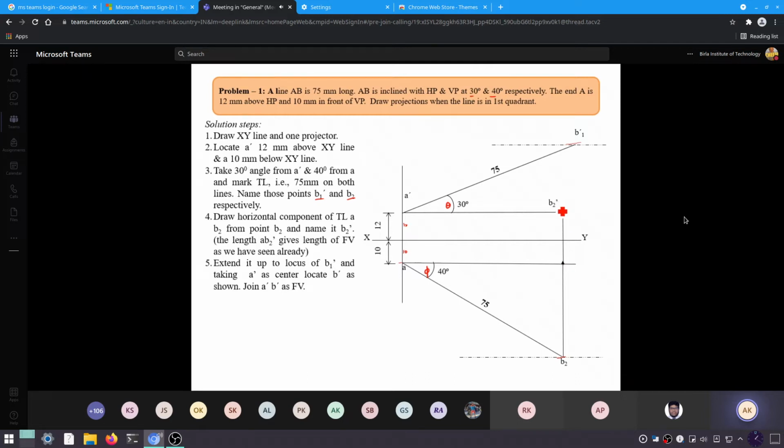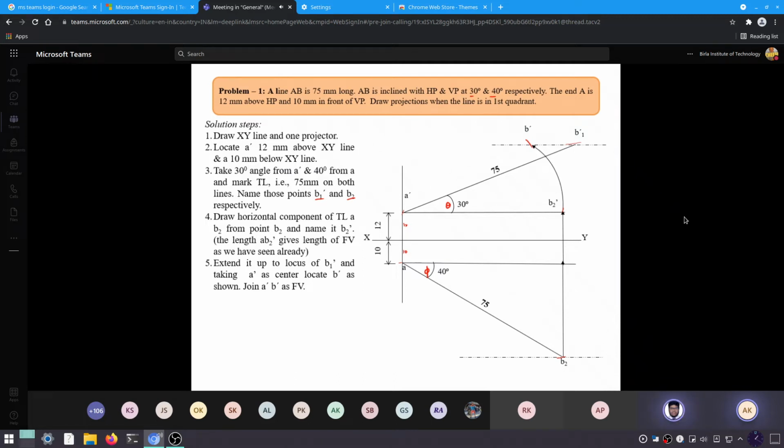So we project it further on A point locus, and then open our compass from this point to this point and mark an arc over here. Right? So we got the point B dash.